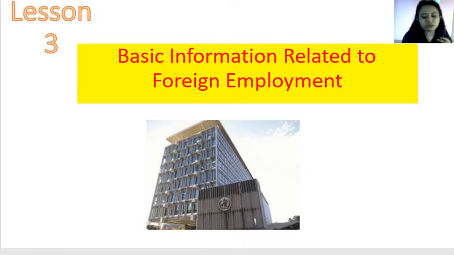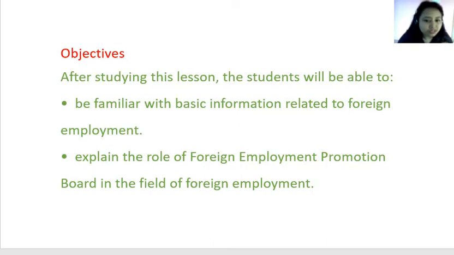So for going into a foreign country and getting employment there, what are the basic information that you are required to gain before you go into the foreign country to get the employment? Okay, let's talk about this.